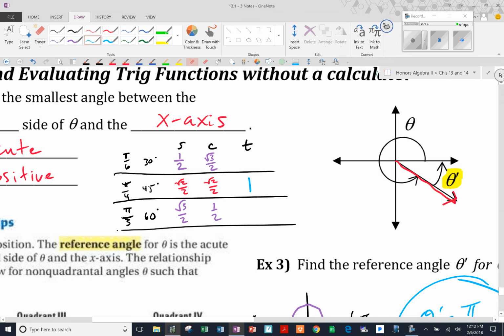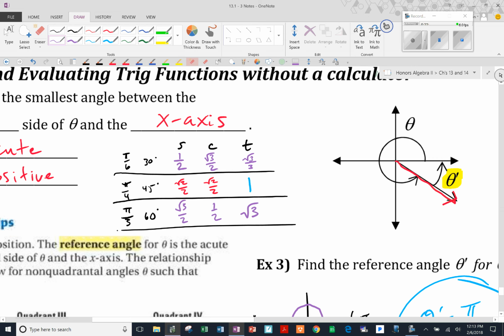Now to get the tangent value of 30 degrees, or pi over 6, you got to go sine over cosine. Numerator over numerator would be 1 over the square root of 3, but we need to rationalize. That's going to be the square root of 3 over 3. 60 degrees is a little bit easier. Pi over 3, when I put sine over cosine, I get square root of 3 over 1, which is just the square root of 3. There we go. Those are what we're going to use down below now.